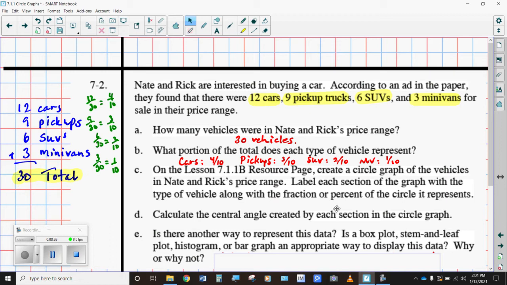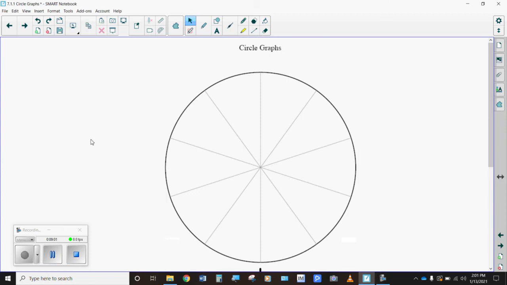Go ahead and pause and use this basic template, whether you print it off and use the actual piece of paper or whether you just draw the circle in your journal and then fill everything in, that would be fine too. Let's create a circle graph based on the data from that previous page. I'll go ahead and pause and do it myself.